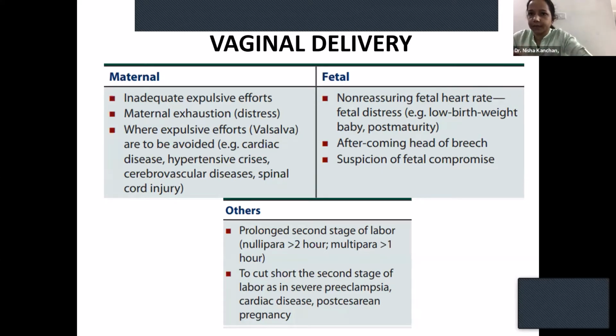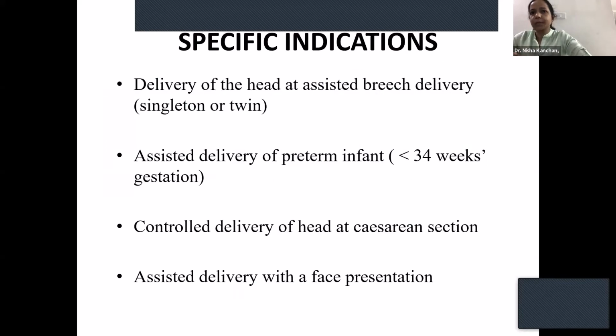Next slide, please. There are specific indications for forceps, which are delivery of the head at assisted breech delivery and assisted delivery of preterm. I told you it acts like a protective cage for the baby when you're delivering. Controlled delivery of head at cesarean section. Both vacuum and forceps can be used in cesarean section.